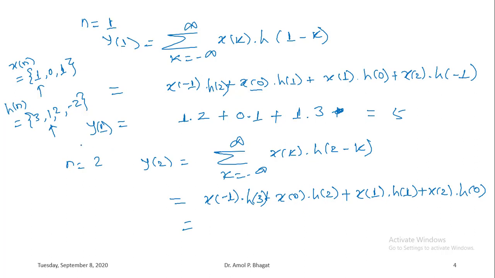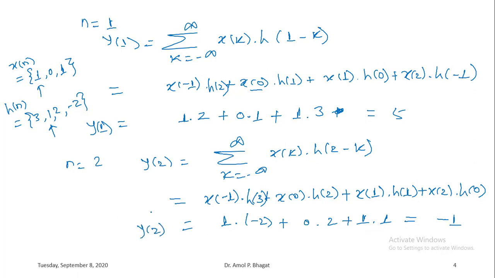So here again, x of 0 is 1, right? Then h of 2 is minus 2, so h of 2 is minus 2, plus x of 1 is 0 multiplied by h of 1, which is 2, plus x of 2 is 1 multiplied by h of 0, which is 1. So the addition will be minus 2 plus 1, so it will be minus 1. That will be y of 2.